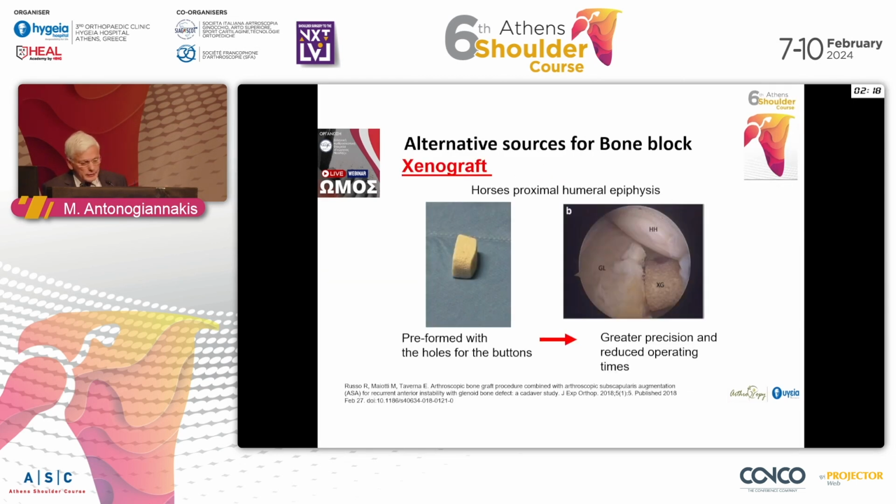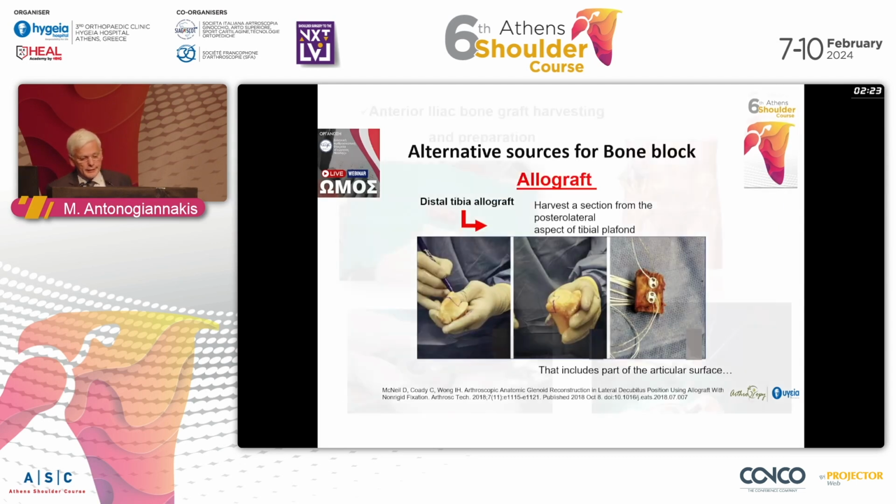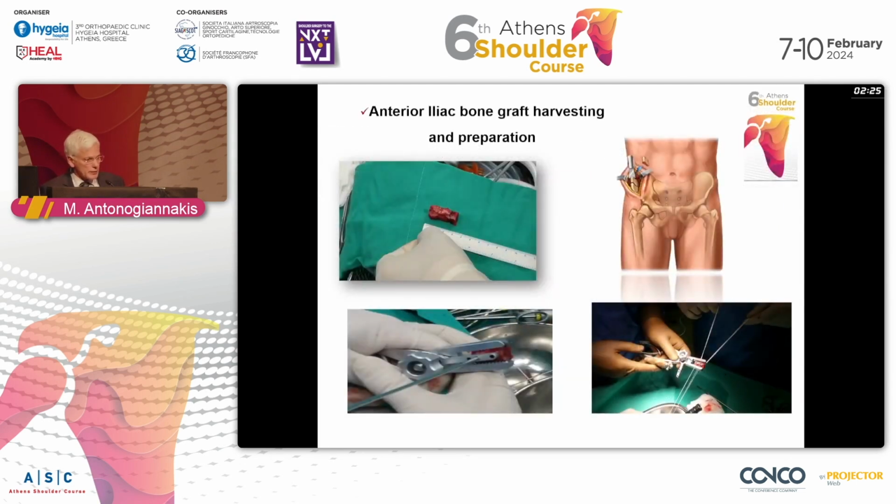And there is an alternative source also, xenograft and allograft. Most of the cases that we have performed are with autograft, very few are with xenografts and allografts. We didn't show any difference in the result.